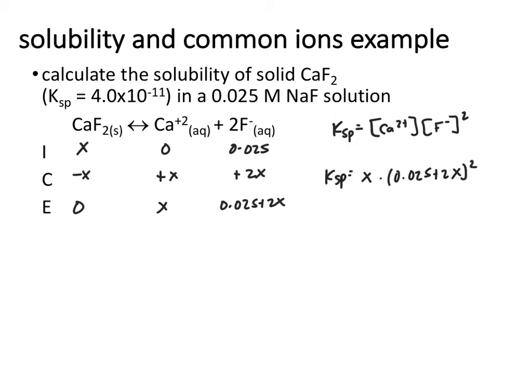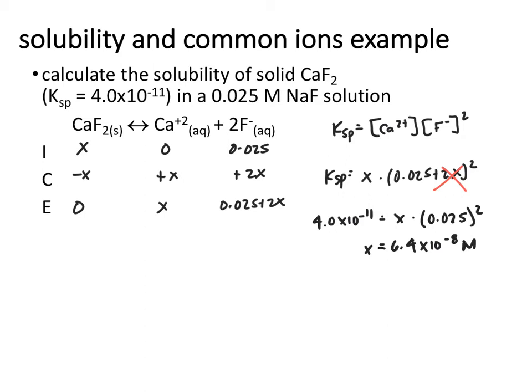Now that we've plugged these in, we can start approaching solving this problem. Of course, we could FOIL everything out and solve for x the long way, but we're going to see if we can drop our x's and then proceed from there. If we plug in these values, we get the following equation, and if we solve for x, x is going to equal 6.4 times 10 to the negative 8th molar.